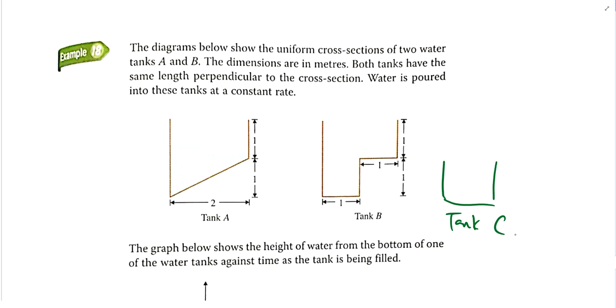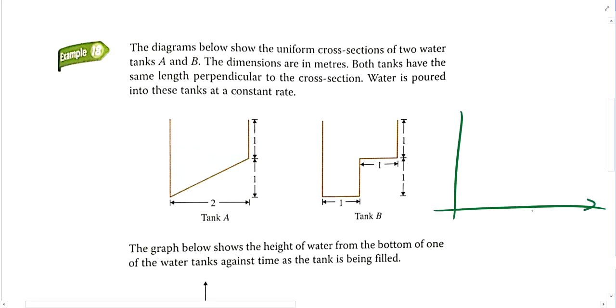So now, tank B. For tank B, let's talk about the rise, the increase in the water level. At the start, it should be rising at a constant rate, yes? So suppose this is the rate.